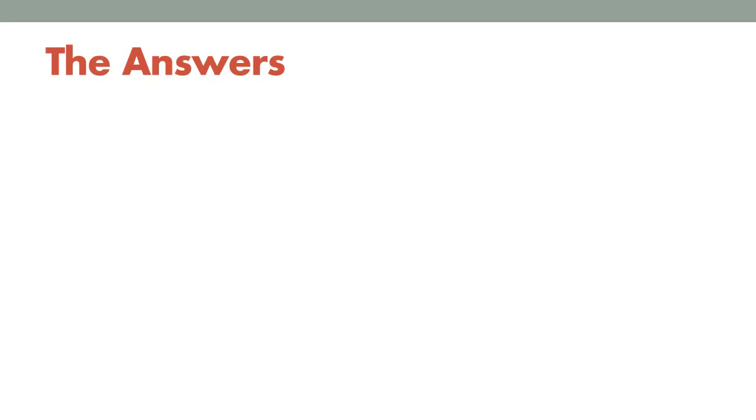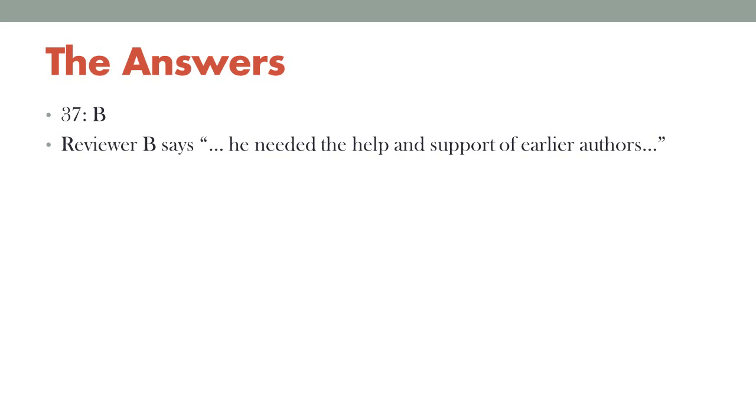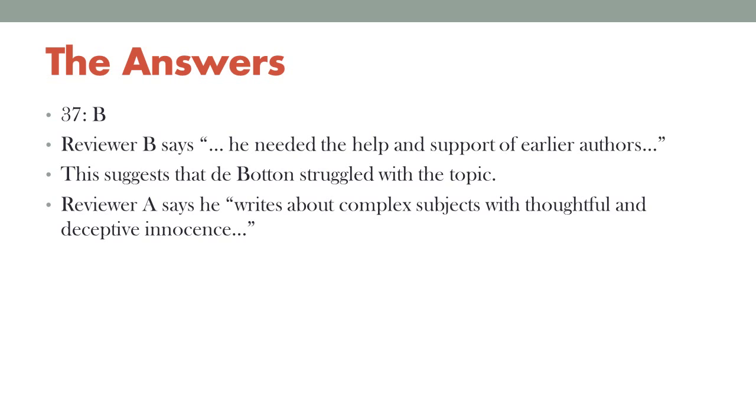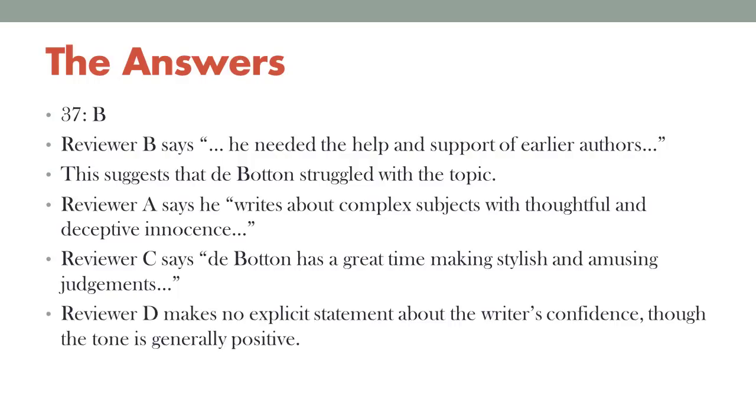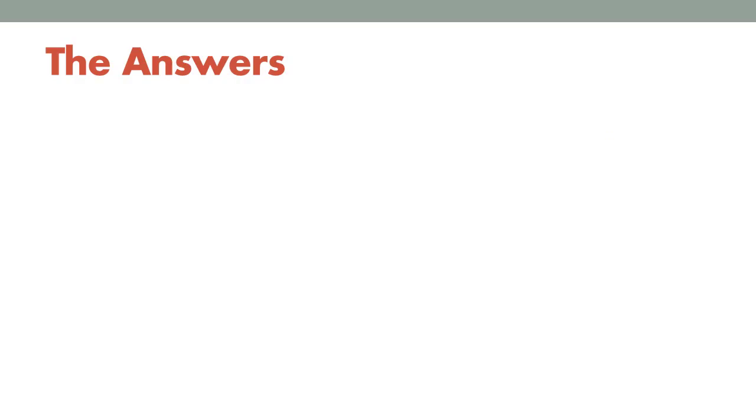So we'll quickly go through this. Then you can pause the video at any stage, or you can have a look at the PowerPoint slides that I've attached in the description below. So for 37 we want B. So here is some information. So here we say that de Botton needed help and support, so he wasn't very confident. Reviewer A suggests that he is competent, C likewise, and D doesn't really talk about it, so B is the answer.